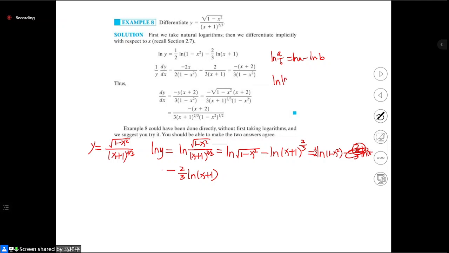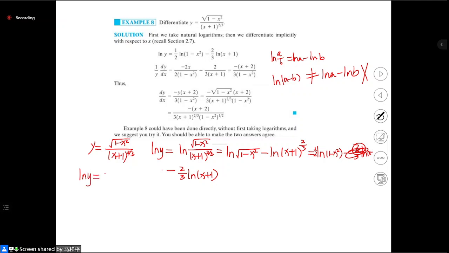But here ln(a minus b), you can't write this as ln a minus ln b. They are not equal, right? Just ln of a over b is equal to ln a minus ln b. But ln(a minus b) is not equal to ln a minus ln b. Okay, this is wrong.